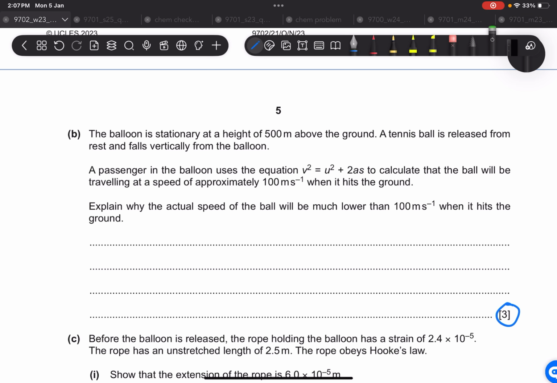ठीक है? The balloon is stationary at a height of 500 meter. मतलब at a height of 500 meter, now again the upthrust and weight are balanced. ठीक है? Or the air resistance or whatever forces are balanced. The word stationary, if you're studying physics, should just mean to you balanced forces. ठीक है? This is my balloon.